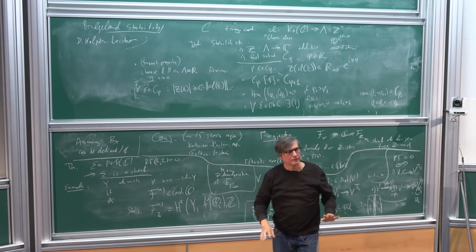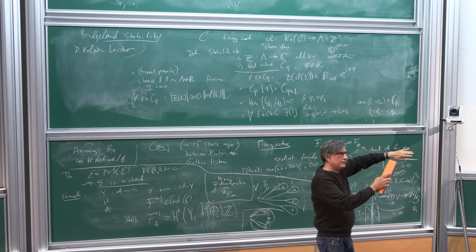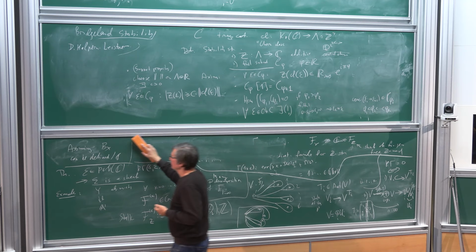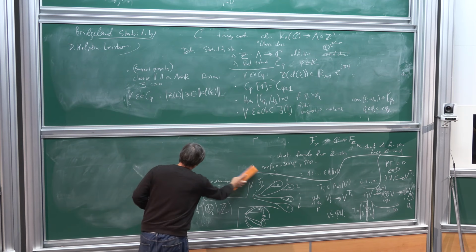If you consider categories generated by objects with phi from 0 to 1, not including 0, like in a semi-open interval, then I get a heart over T structure. So is this filtration like Harder-Narasimhan? It's Harder-Narasimhan filtration, yeah, exactly.